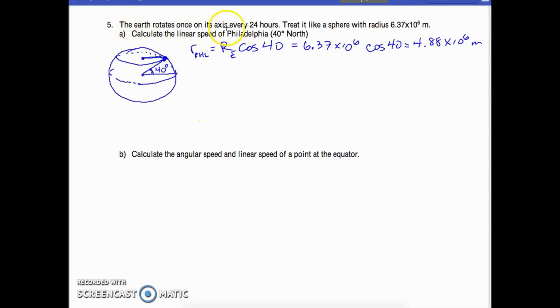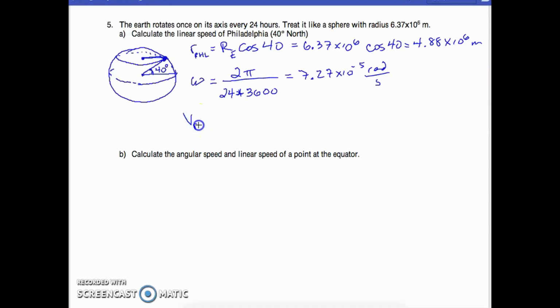Now, the Earth spins once every 24 hours, so omega is going to be 2 pi divided by 24 hours times 3,600 seconds in an hour. And that gets us 7.27 times 10 to the minus 5th radians per second.